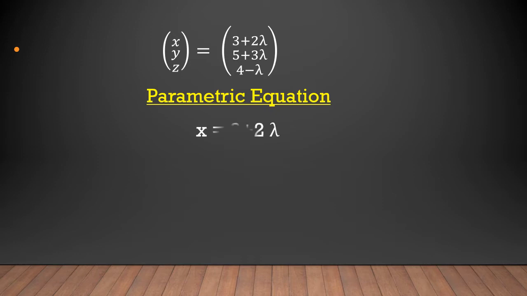x is going to be 3 plus 2 lambda, y is going to be 5 plus 3 lambda, and z is going to be 4 minus lambda. That is as simple as that for the parametric equation. You call it the parametric equation because it has the parameter lambda. Now to get to the Cartesian equation, we actually need this parametric equation.